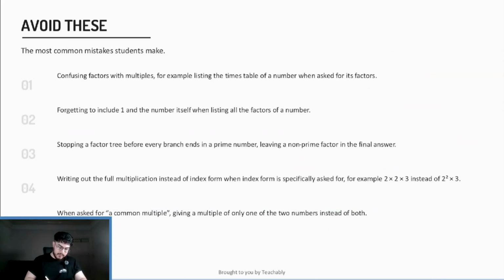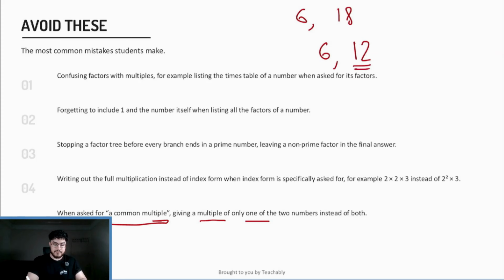And then the final thing is, when asked for a common multiple, giving a multiple of only one number of the 2 numbers instead of both. So very quickly, if we're told to write the common multiples of 6 and 18, and you just wrote 6, or you just wrote 12, that's a multiple of 6, but it's not a multiple of 18. Okay?